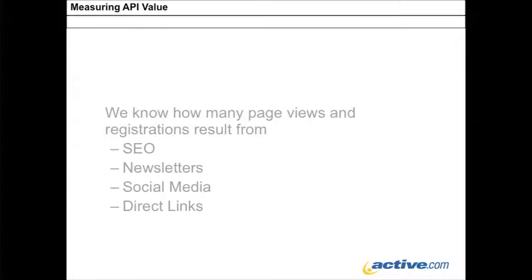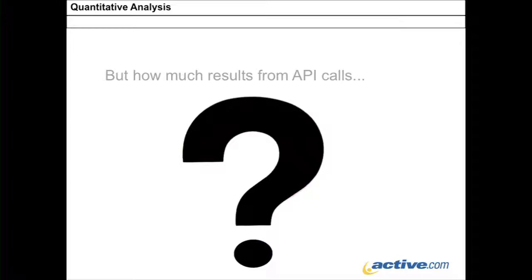So we understand how traffic is getting to us in traditional media ways, but how much traffic do we get to our site from partners who are using our API? How many registrations happen on our site because partners have referred them and they are using our API? We don't know. So today, we can't really measure the value of our API.